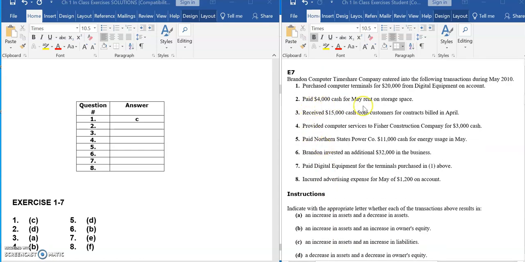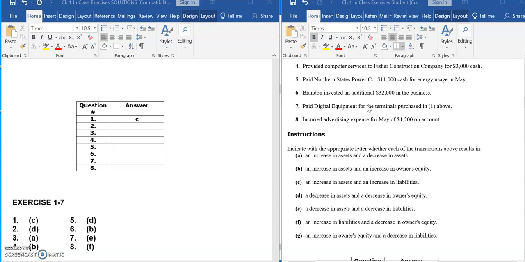Second one, we paid $4,000 cash for May rent on storage space. We know that cash was paid, which means our assets decreased, so we have a decrease in assets. We paid May rent. Rent is a cost. It's an expense of doing business. That means our expenses go up. As our expenses increase, they cause owner's equity to go down. So we have a decrease in assets. We also have a decrease in owner's equity. So the answer to this one would be D.